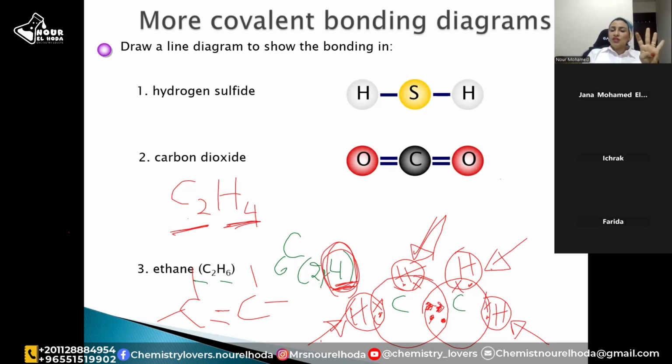The carbon had 4 electrons in the outer shell, so I need 4 more to be stable. Since I need 4 more, I shared by 2 of them, so I still need 2. That's why every carbon will share by 2. This is what will happen.